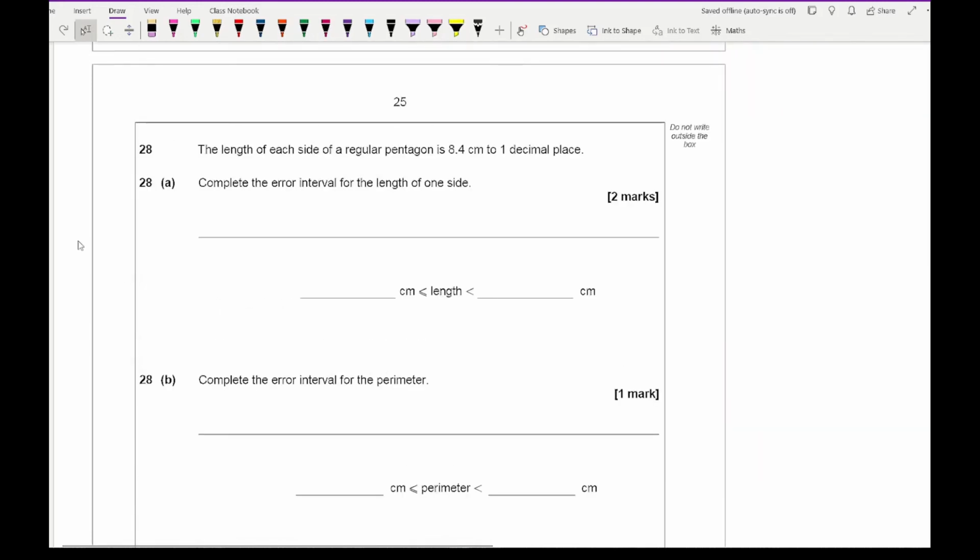For the next question, it says the length of each side of a regular pentagon is 8.4 to 1 decimal place. Complete the error interval. Well, 1 decimal place is 0.1. So if I divide that by 2, I get 0.05. So then I need to do 8.4 plus or minus 0.05. So it's going to be 8.35 and 8.45.